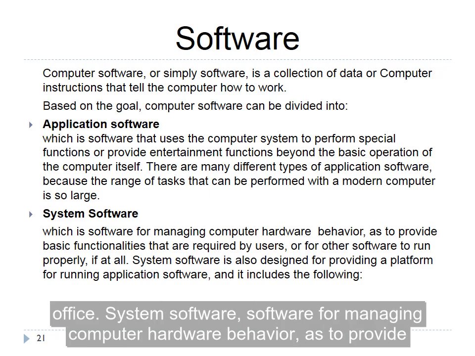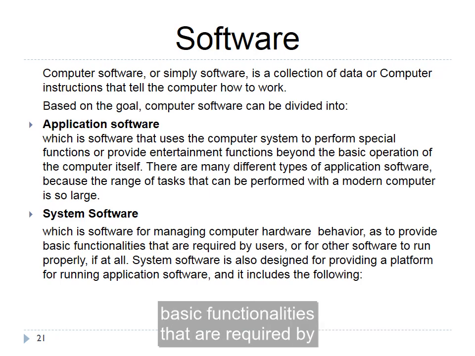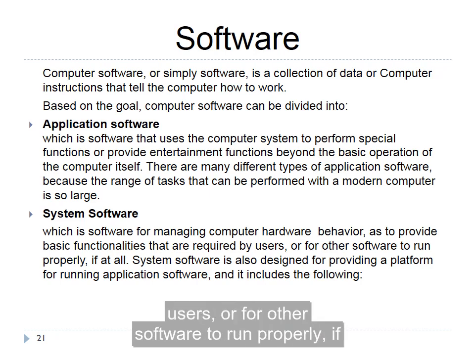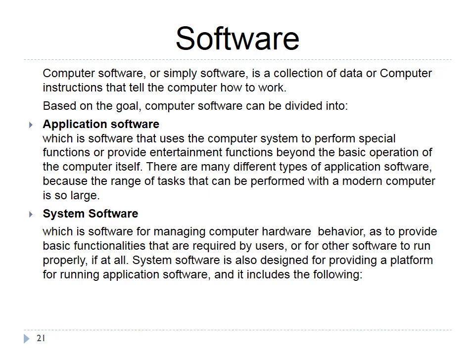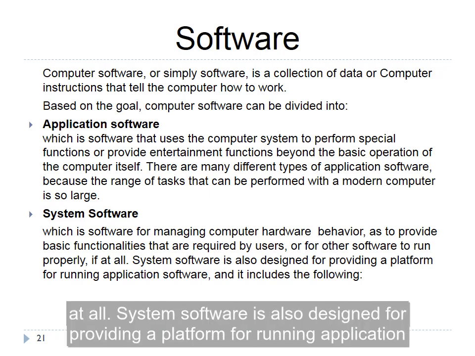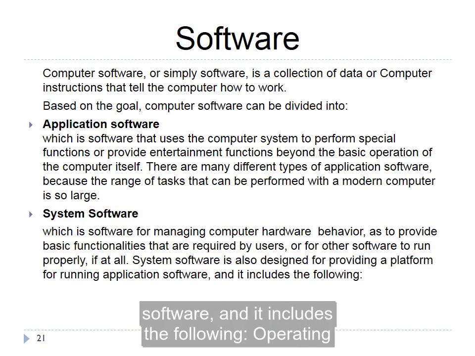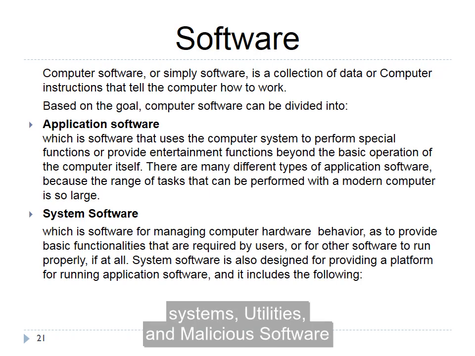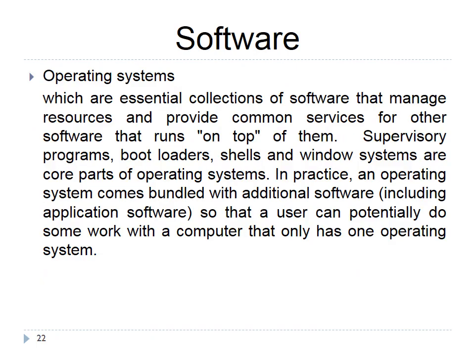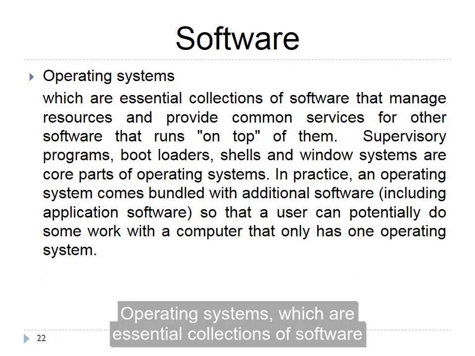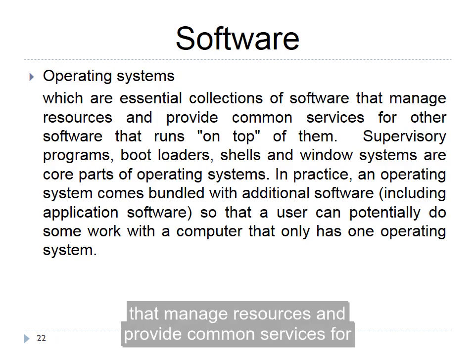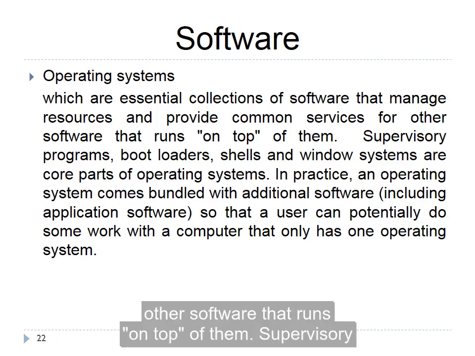System software. Software for managing computer hardware behavior so as to provide basic functionalities that are required by the user or for other software to run properly, if at all. System software is also designed for providing a platform for running application software, and it includes the following: operating systems, utilities, and miscellaneous software. Operating systems, which are essential collections of software that manage resources and provide common services for other software that runs on top of them.